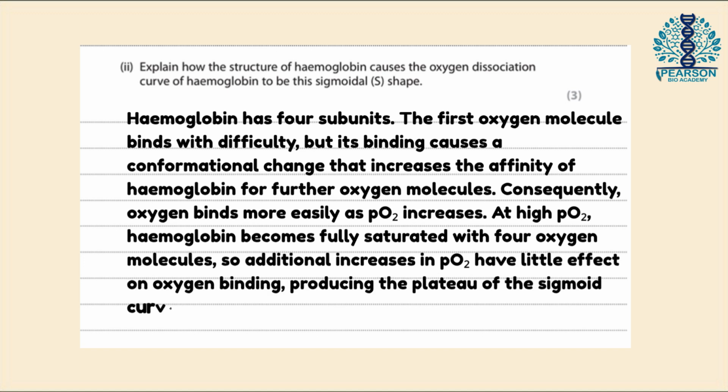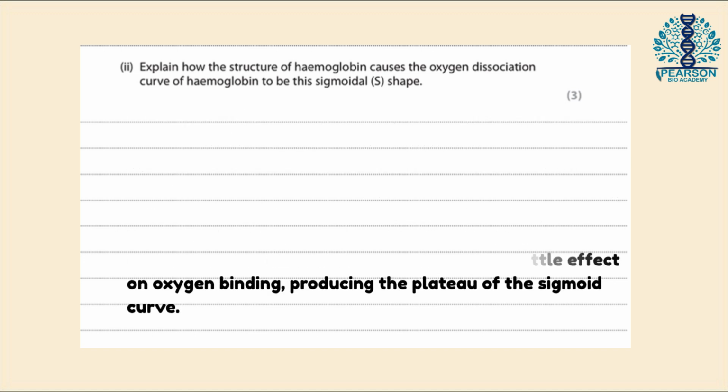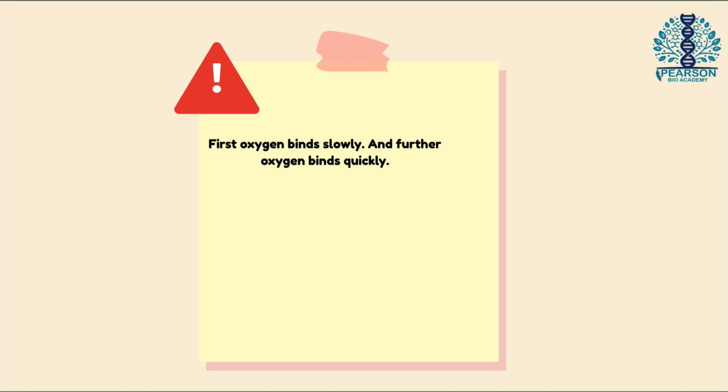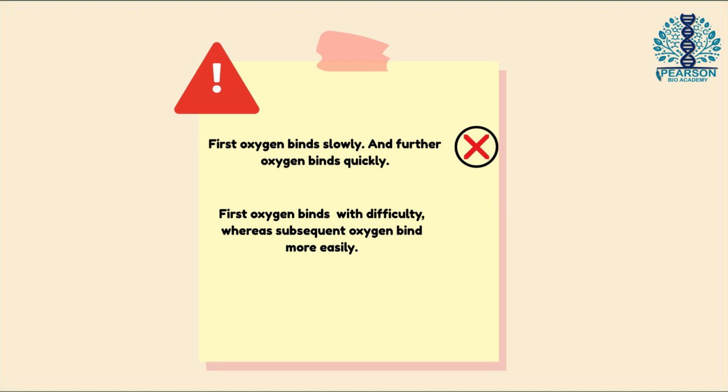Now, if you write it as first oxygen binds slowly and further oxygen binds quickly, you will lose marks. So be careful. You need to write the first oxygen molecule binds with difficulty, whereas subsequent oxygen molecules bind more easily. Now let's move to part B.